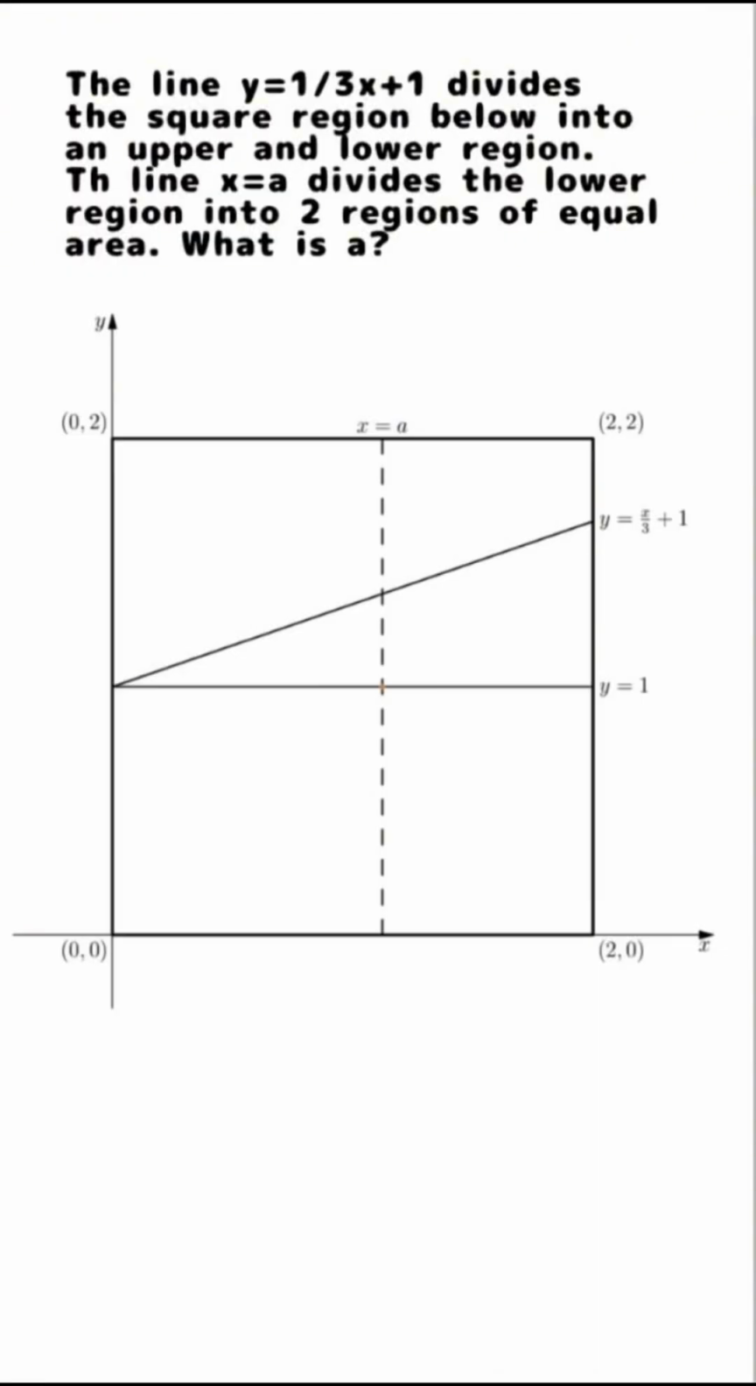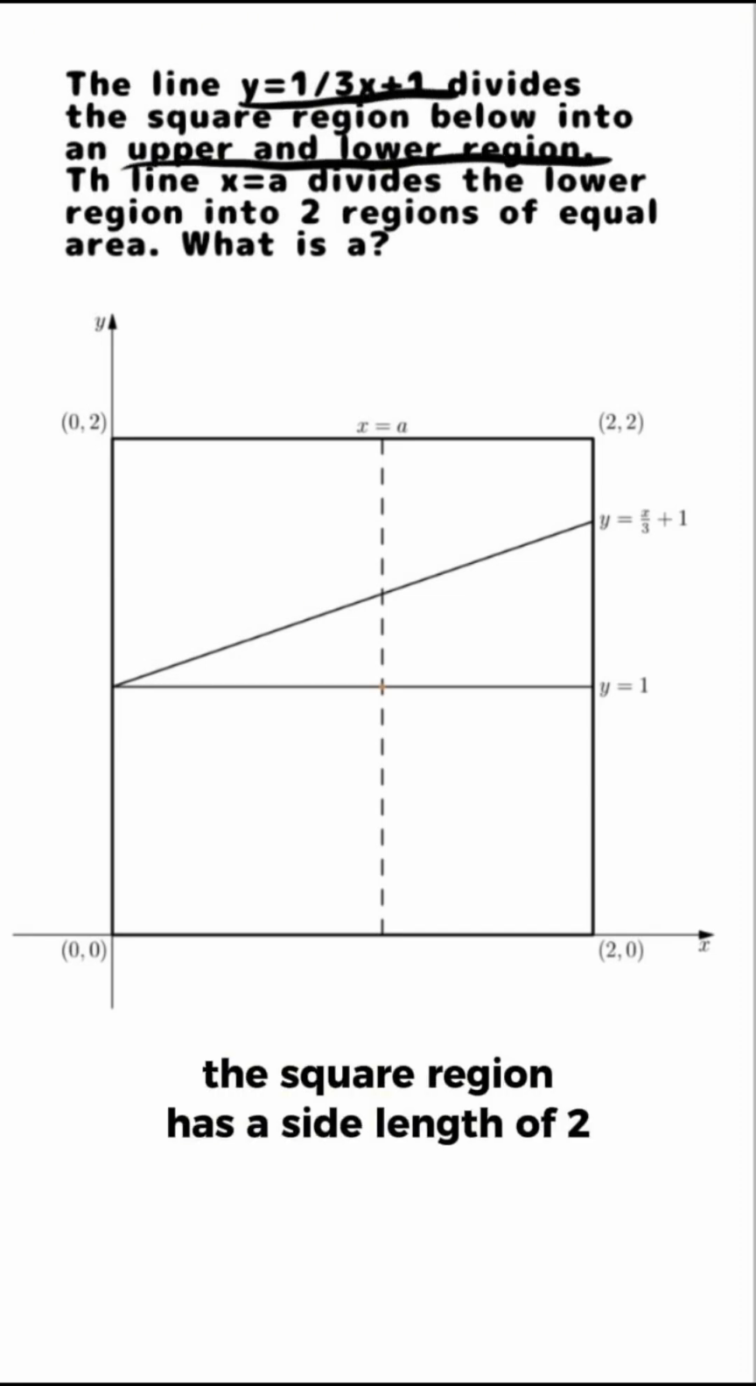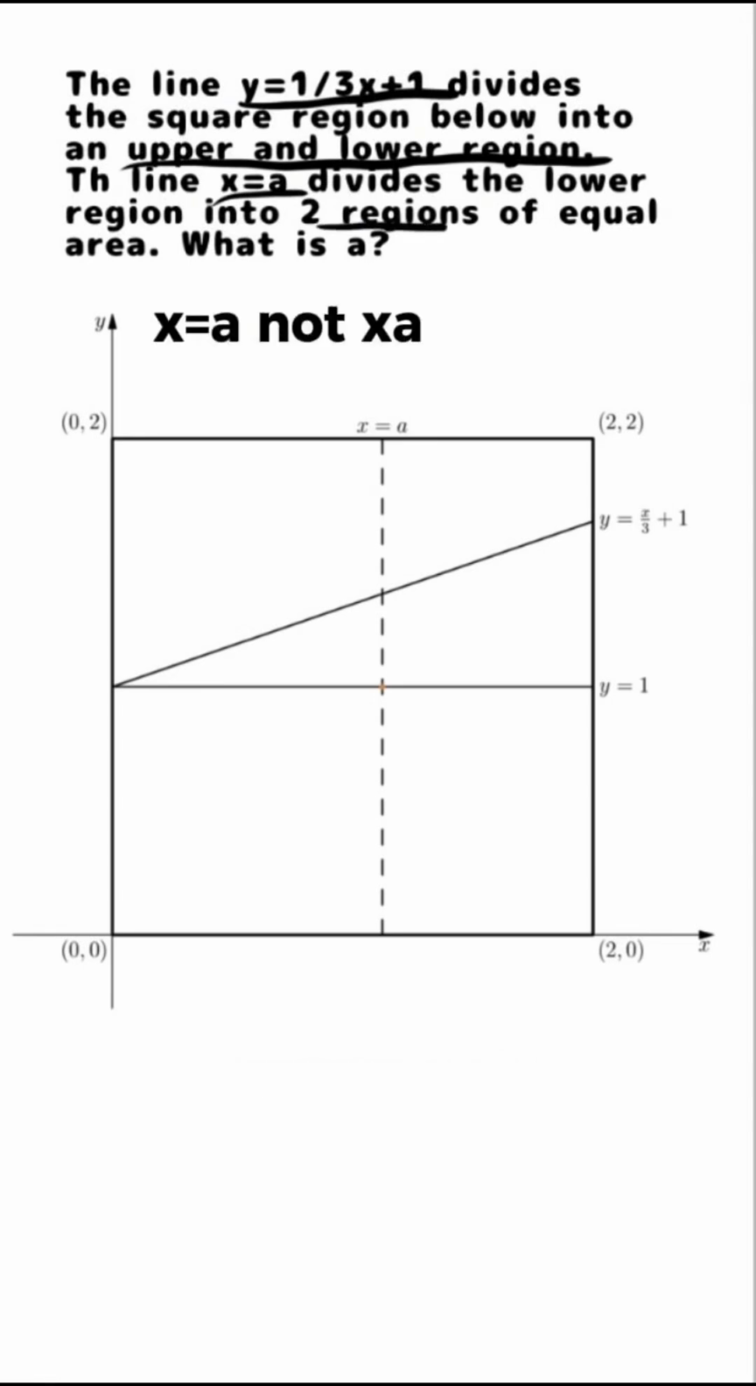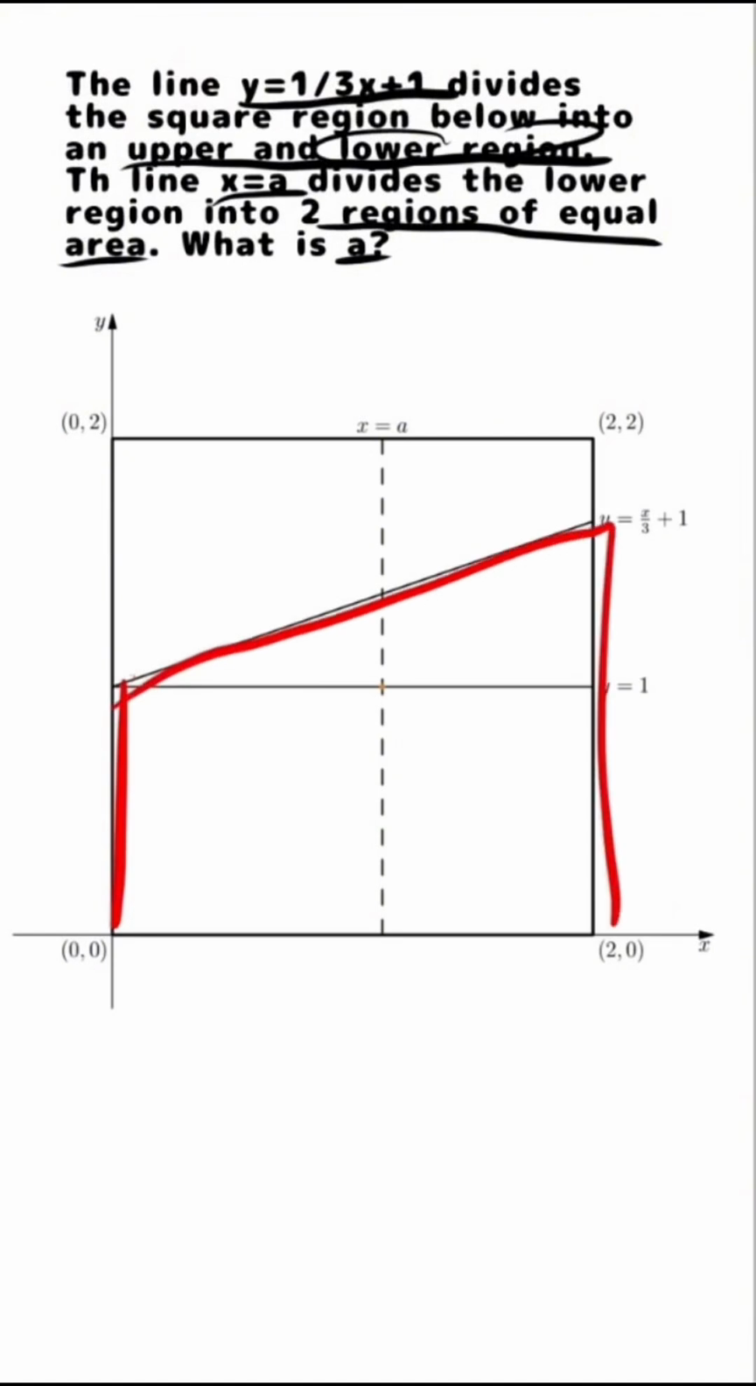Problem 6. The line y equals 1/3 x plus 1 divides that square region below into an upper and lower region. The line XA divides the lower region into 2 regions of equal area. What is A? So first we should probably want to find the area of the red lower region, which is a trapezoid, and the area of a trapezoid is the average of its 2 bases multiplied by its height.